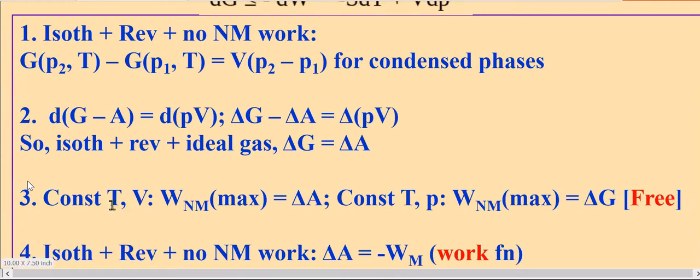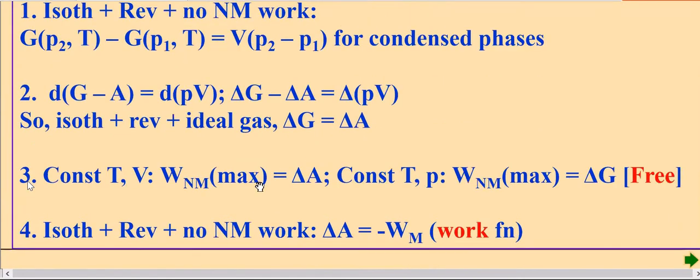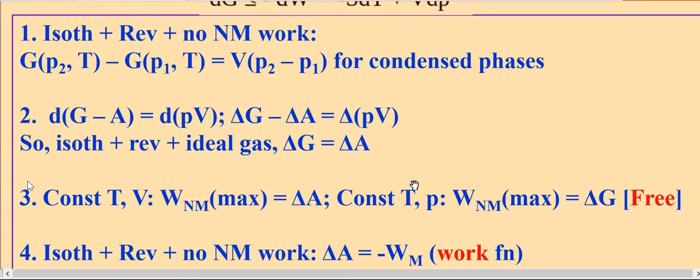Now, consider a process at constant temperature and volume, where the non-mechanical work is delta A. Maximum non-mechanical work: at constant temperature and volume, dA is less than or equal to minus dW. If you integrate, delta A becomes minus W, and that is the maximum possible non-mechanical work. This is similar to the constant temperature and pressure case for the free energy. That's why it is called free. This is the Helmholtz free energy. Why is it called free? Because it gives an estimate of the maximum amount of non-mechanical work available. That's why they are free energies.